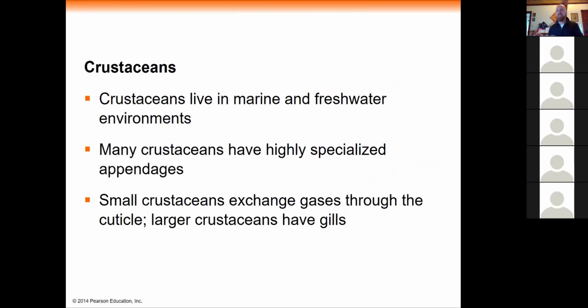So we still talk about these guys as separate. The crustaceans are the marine and freshwater ones. A lot of them have really highly specialized appendages. We saw the lobster mouth parts. And some of the small crustaceans are going to exchange gases through their cuticle. So they breathe directly through their cuticle, which is kind of cool. Larger crustaceans actually have gills. The surface area is not great enough for cuticle breathing, so they have to have specialized gills, things like lobsters.